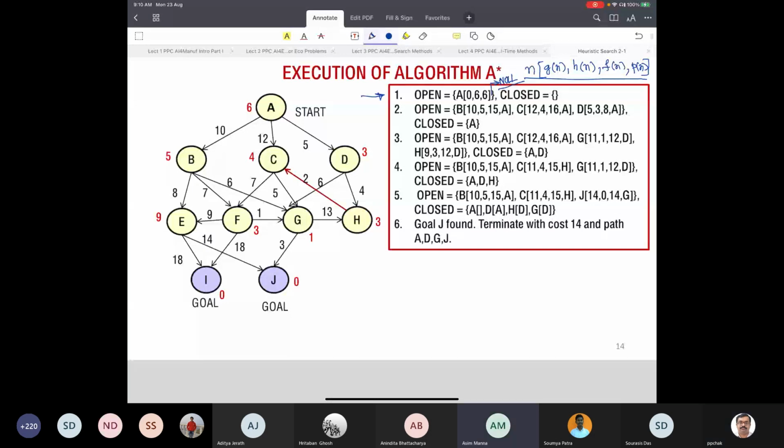Yes, sir. So which node will now be removed from open? Node A. And where will it be put? In closed. Good. And who are the children of node A? B, C, and D. Correct. Now, B, C, and D. Very good.